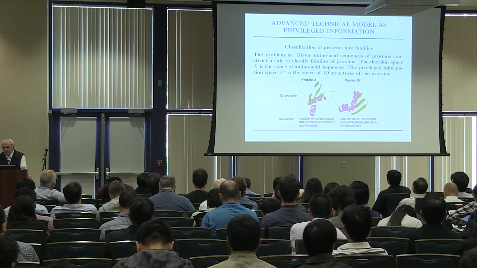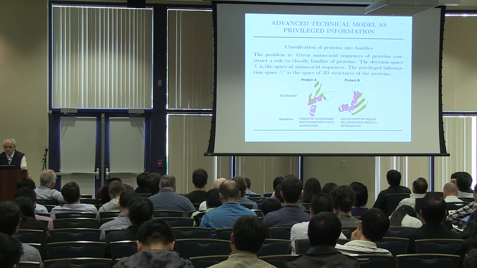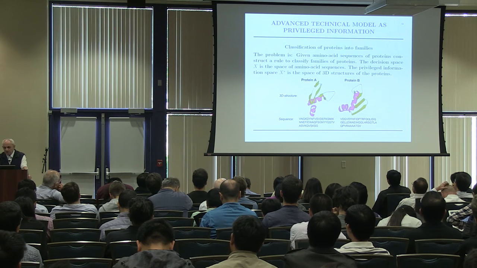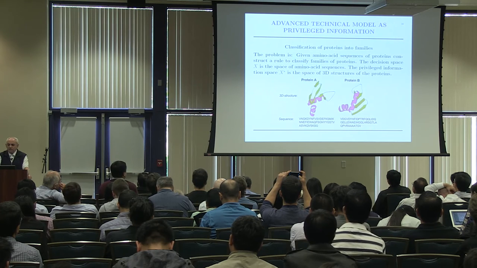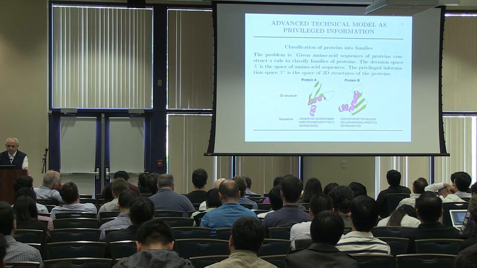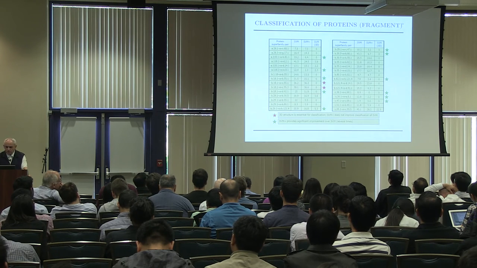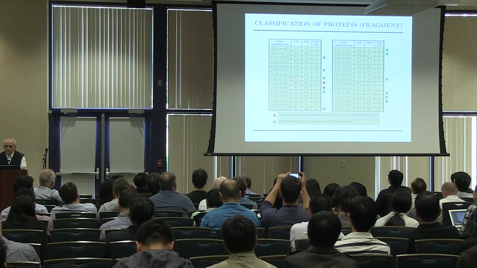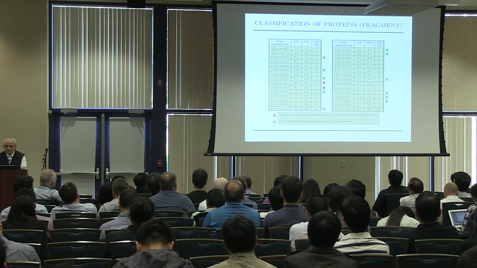This is the problem: given amino acid sequences of proteins, construct a rule to classify the family of proteins. The decision space X is the space of amino acid sequences. But let's consider privileged information like the 3D structure of the proteins. The 3D structure of the protein contains the whole information, and of course you can do much better in 3D. So this is what happens. The first line is what SVM does on amino acid sequences. The last line is what SVM does with information about the structure.